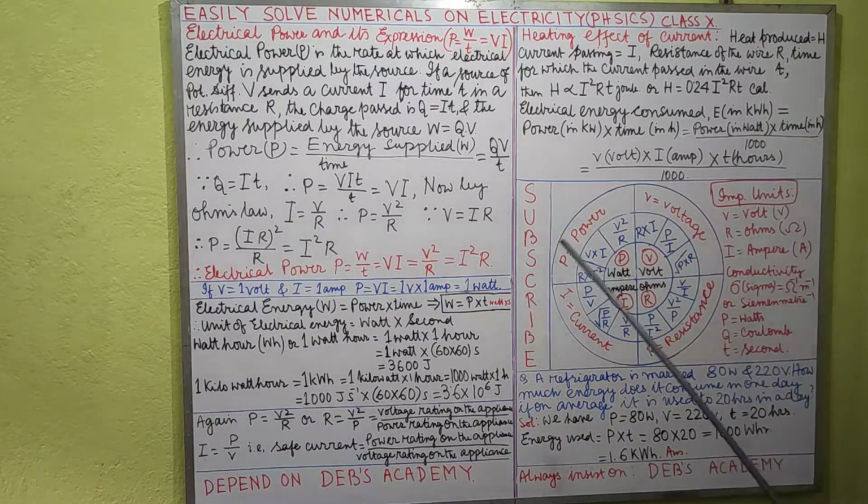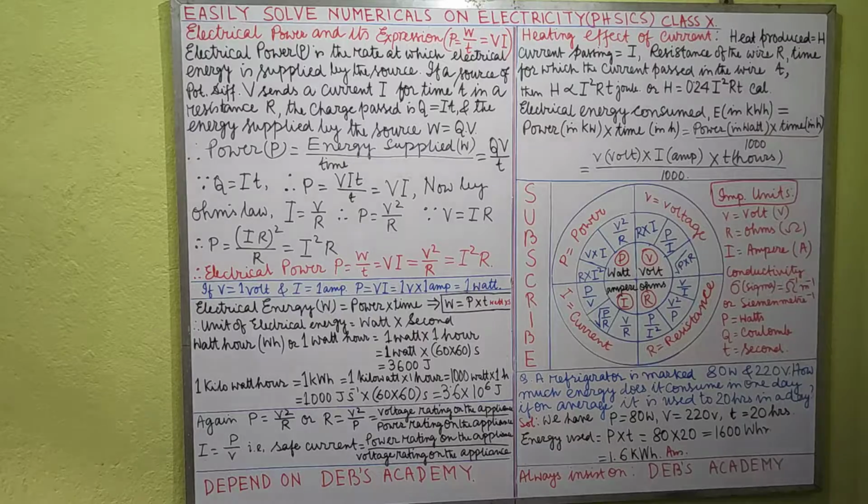Here is given one circle relating watt, volt, ampere, and ohms. You can easily solve by going through the problem properly, understanding the question, then putting the proper formula to solve the question. This is given in this circle. One example is also given.